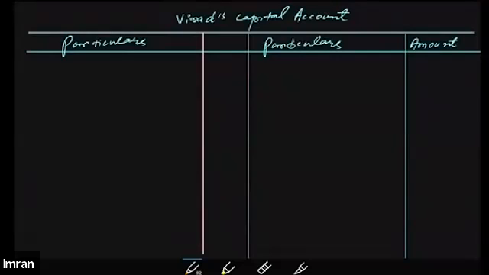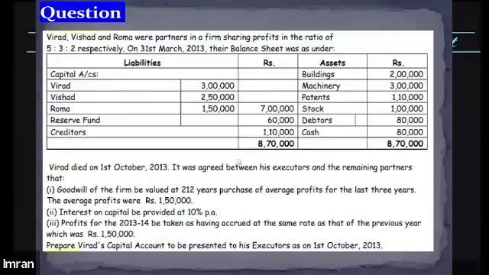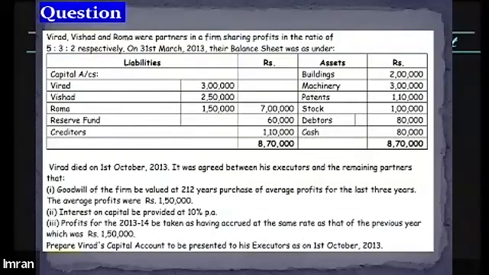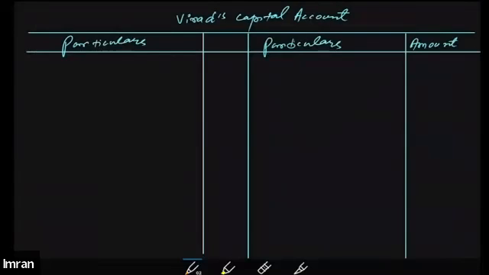After forming Virat's capital account, the first thing we need to do is write down the capital balance of Virat, which, as you can see in the question, was 3 lakh. So we will write that first on the credit side of Virat's capital account: by balance b/d. This is the opening capital balance, which is 3 lakh as given in the balance sheet.